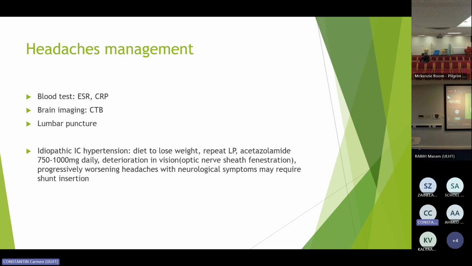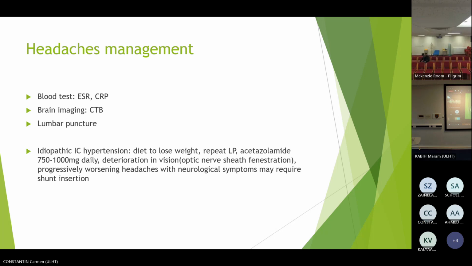So what are we doing generally, what is the management in headache presentation? If it's an isolated headache, so there are no other neurodeficits, we should explore the blood tests, ESR and CRP. Does anyone know why in headaches we are doing ESR and CRP?